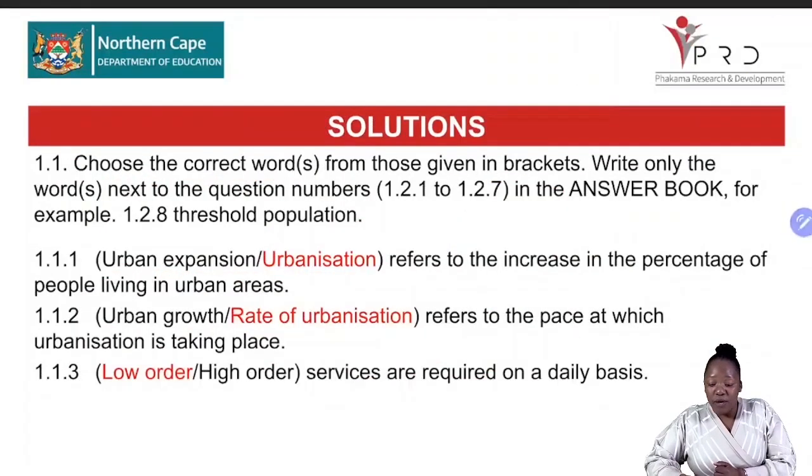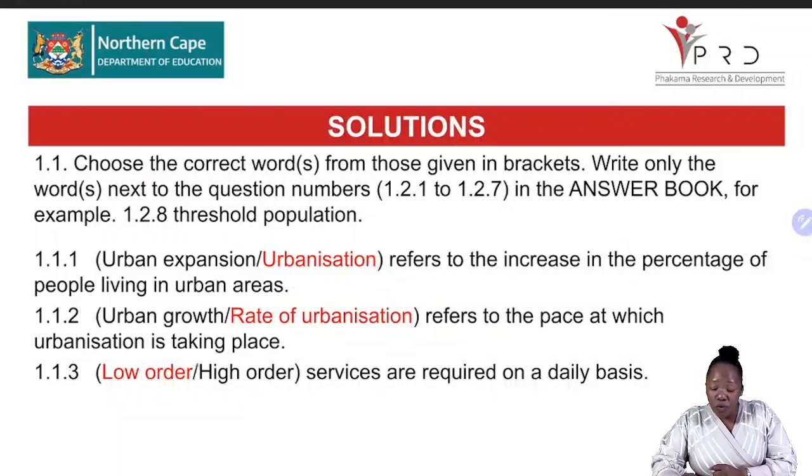Right, grade 12, we're now coming into our corrections. So looking at our corrections, the first question, it says the urban expansion as well as urbanization refers to the increase of the percentage of people who are living in the urban areas. So the correct answer there is the urbanization. Why? Because when we're talking about the urban expansion, we're talking about the increase in the buildings as well as the increase in the population. So the statement only focuses on the people. So therefore, the answer is urbanization.